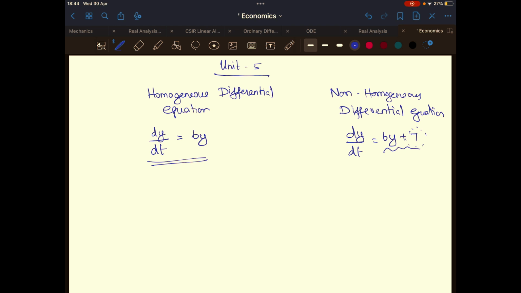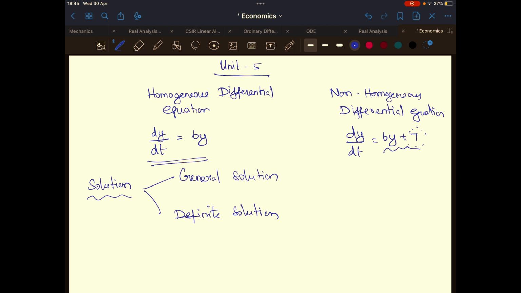Now the solution for it. There are two types of solution: the general solution, and the definite solution, or specific solution. The book calls it definite, so we'll go with definite. For both homogeneous and non-homogeneous, you have to find the general solution and the definite solution.